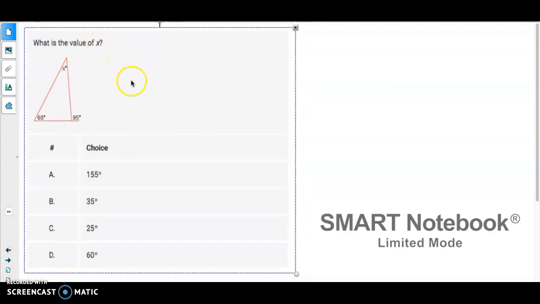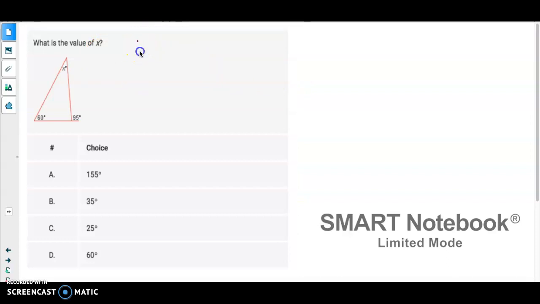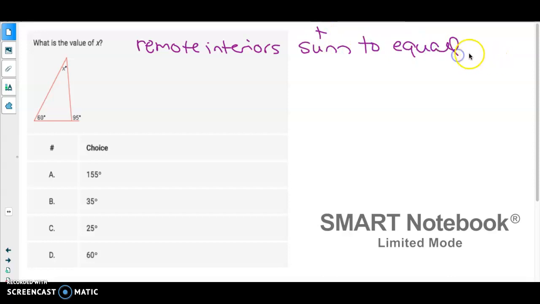What is the value of x? So here you need to remember that the remote interior angles sum, or add, to equal the exterior. So that means that 95 is my exterior. So my remote interior would be 60, and sum means to add, so 60 plus x would equal 95.